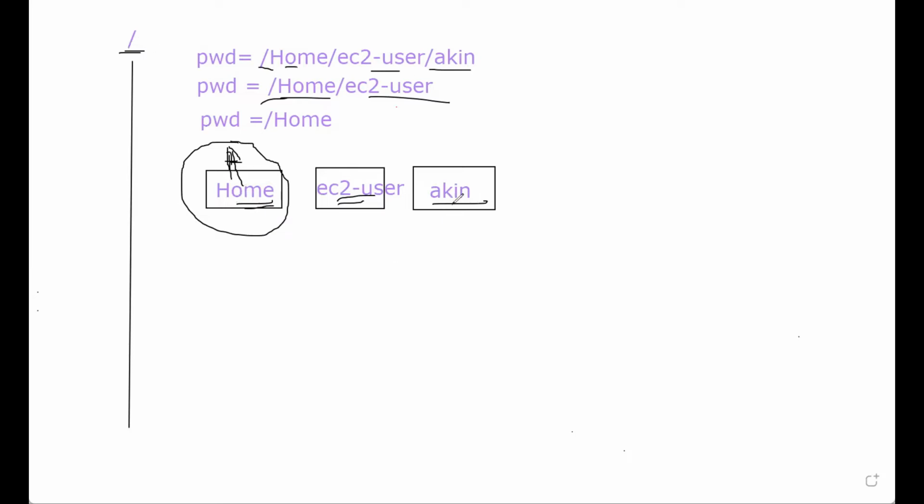So if I am here in Akin and I want to move back to EC2 user, what is the command I should type? cd space ... It means take me from this directory to the next directory behind. That's the meaning. So the command that will take me from this Akin directory to the directory behind Akin, which in this case is EC2 user, is cd space ... We started learning DOS command, Linux command.